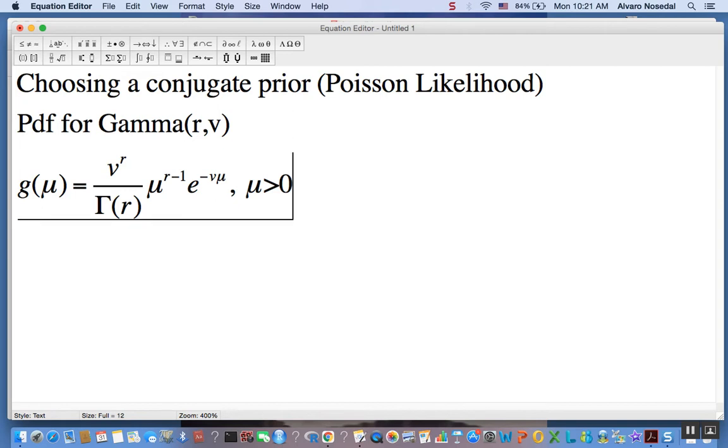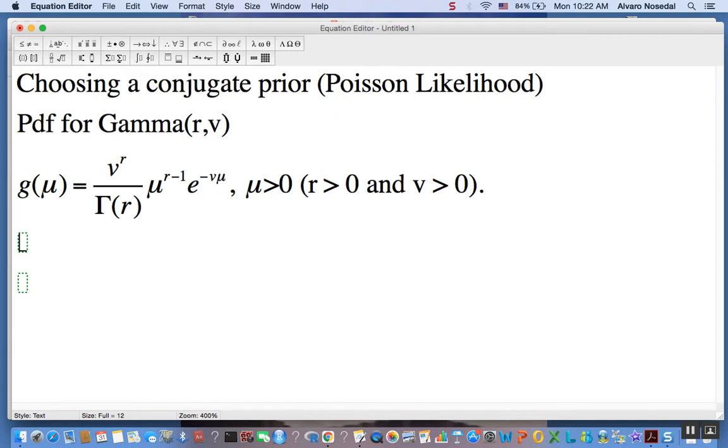Now let me point something out, something that is going to be important. See those parameters, r and v? Those have to satisfy restrictions as well. It turns out that r has to be positive and v has to be positive as well. Okay, that's going to be important to keep in mind. So that's the PDF, and it's going to be 0 elsewhere, for negative mu's.